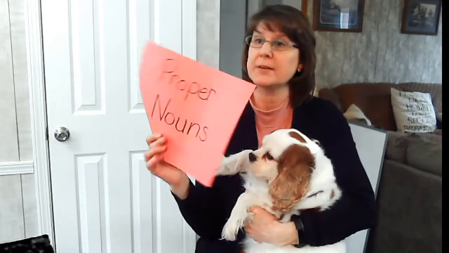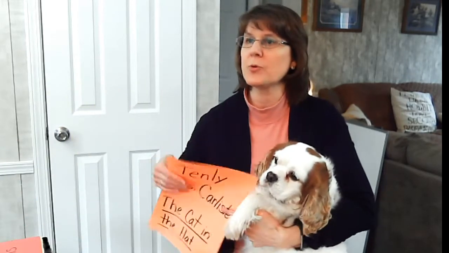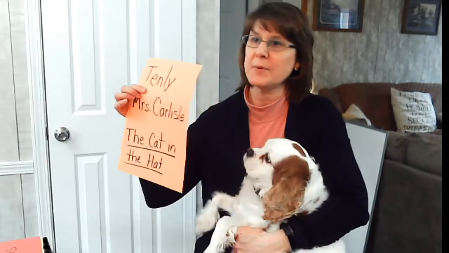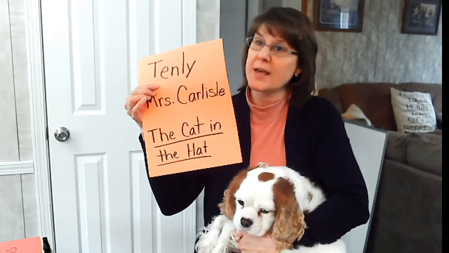But now, if I want to move to specific names of the things that I listed, proper nouns, I'm no longer going to write just dog. Now I'm going to write, the top one here, the name of my dog. This is Tenley. So I had to use a capital to show Tenley. We'll let Tenley go now.